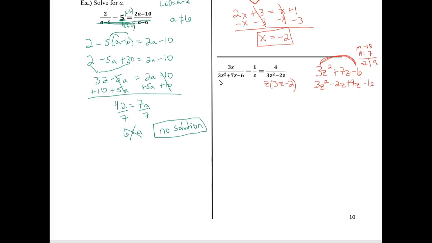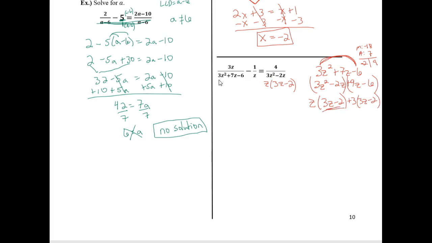Now I have 4 terms. I group them, pull out the GCF of each. The first 2 terms have a GCF of z. That leaves me with 3z minus 2 when I divide out z. The second 2 terms have a GCF of positive 3. I divide that out. I'm left with 3z minus 2. Don't stop there. Complete it.